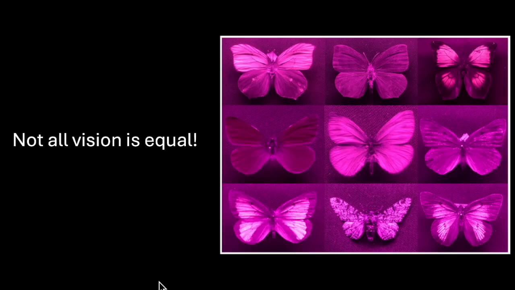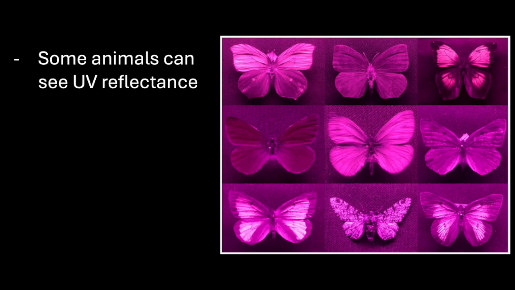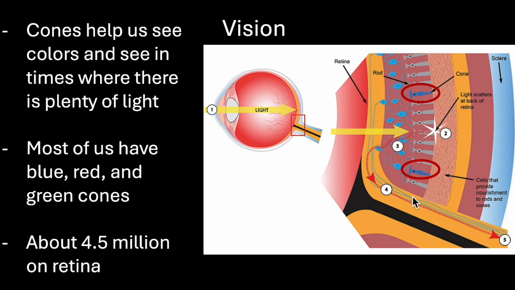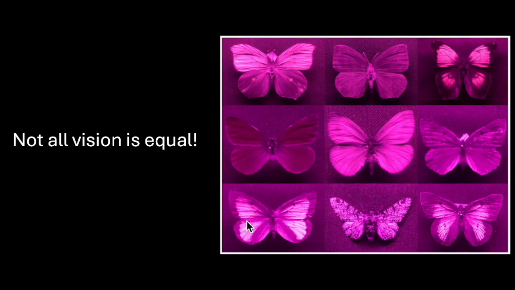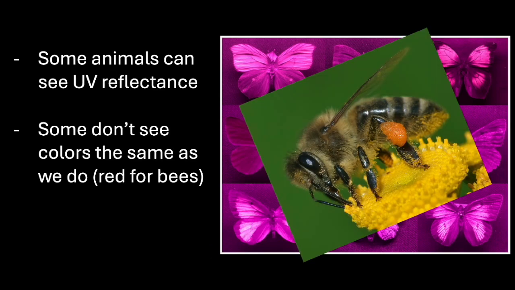Not all color vision is equal. A lot of animals are able to see UV reflectance, and you can see some reflectance here in these white spots on these butterfly wings. And butterflies are just one example of animals that feature a different sort of visual system than we do. They have UV cones in place. I don't think they have red cones. So they see blue, green, and UV. Bees also are a little bit different. They don't see red.